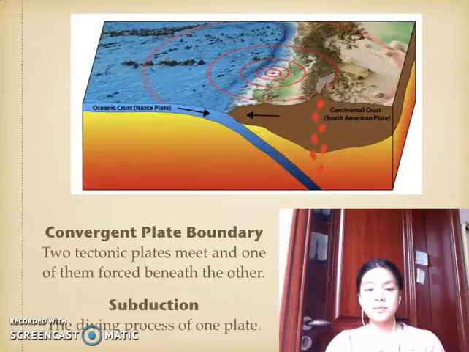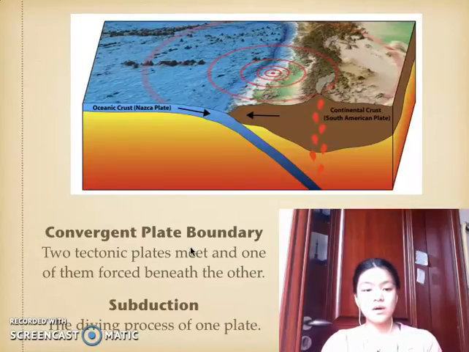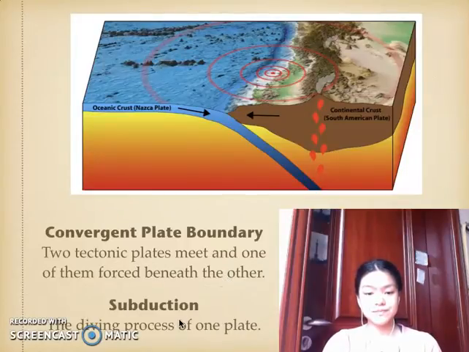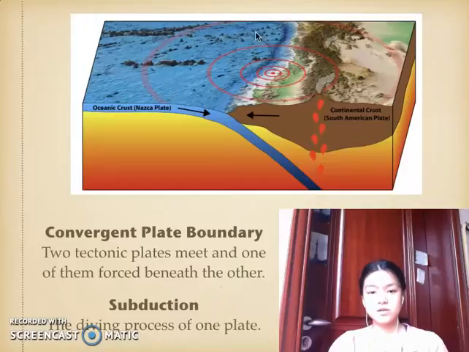The second type of plate boundary is called convergent plate boundary. Convergent plate boundary is where 2 tectonic plates meet and one of them is forced beneath the other through a process called subduction. A very good example of this is the boundary between the country Chile and the Pacific Ocean.